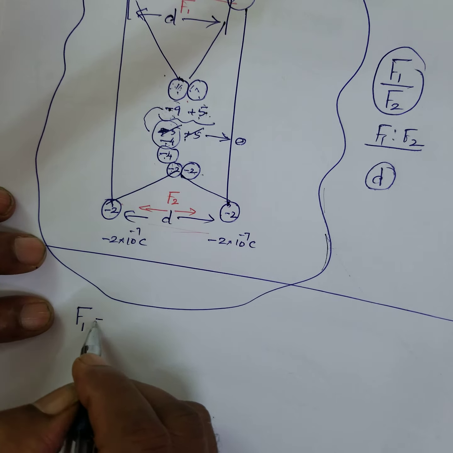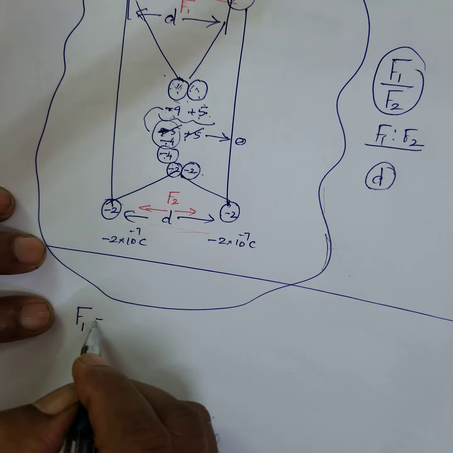When you brought them close to each other, what will happen? Minus 9 plus 5, the plus 5 is neutralized with minus 5, remaining minus 4 charge. It will be equally distributed. Now this is Q1 dash and this is Q2 dash. What is the force now? Same K, Q1 dash, Q2 dash by the same distance square.